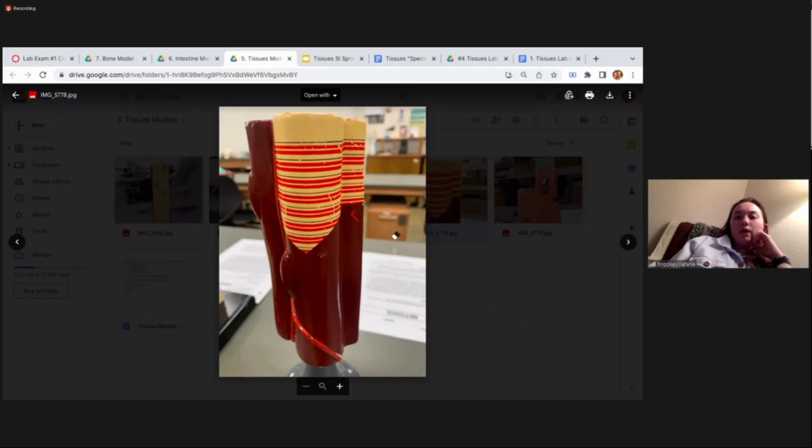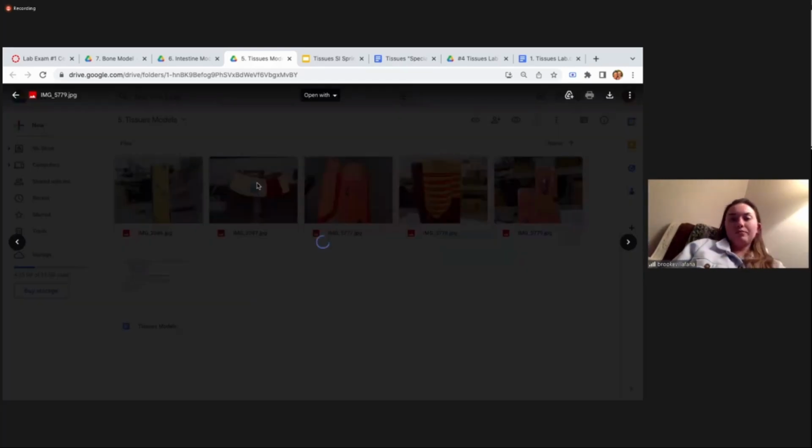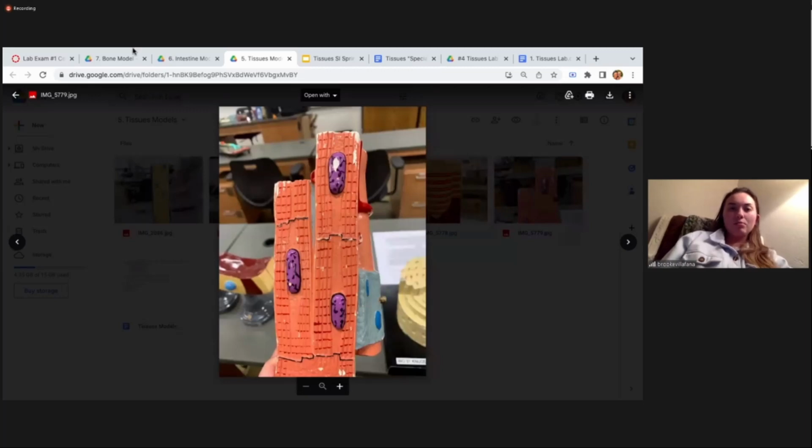So we also have a cardiac muscle model. What do we need to know on the cardiac muscle model? Striations again. So you could be asked, are there striations? So this is our dark A band, dark A band myosin. And then next to it, these little light portions here, light I band actin.